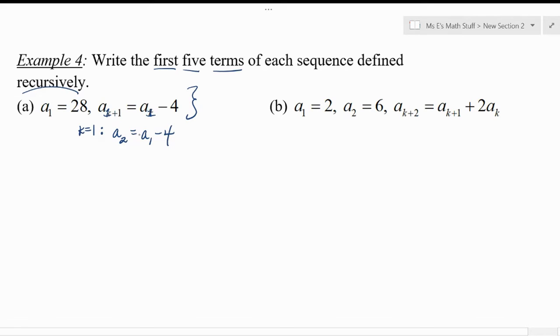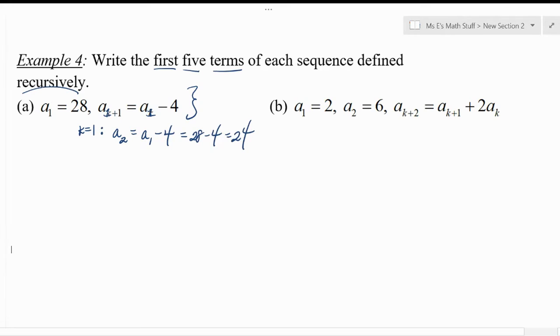It's saying your second term is just your first term take away 4. And so, well, your first term was 28, so this would equal 28 minus 4, and so that would be 24. So now we know the second term is 24. So how could we get the third term?